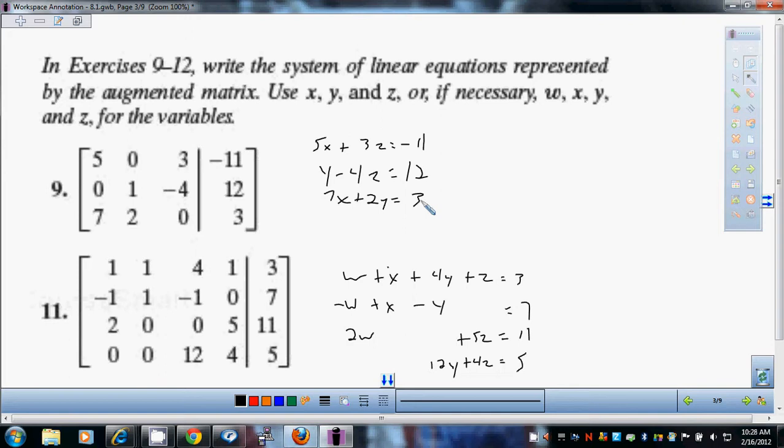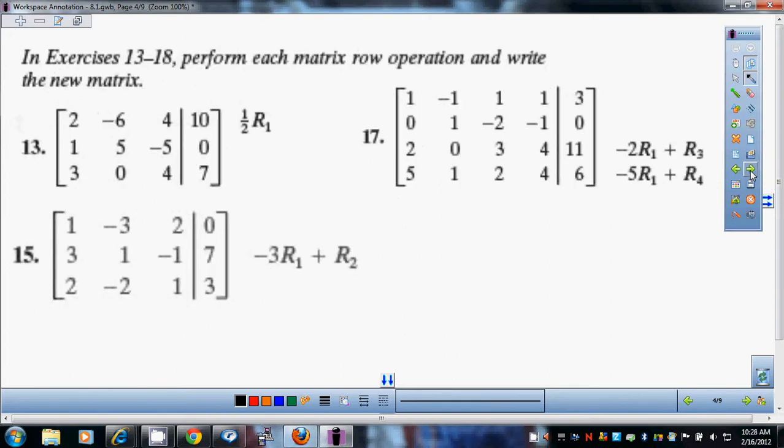Questions about where these are coming from? So all we're doing right now is just converting back and forth. Question? Yes. No. I don't really care. Okay. So if there's no questions, let's just keep going.